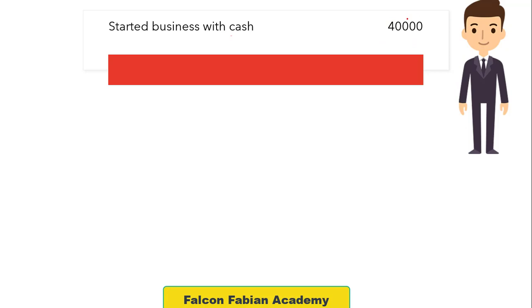Whenever the owner is going to invest money into the business, it is referred to as capital. And this capital has come as cash into the business. So the two accounts over here are, one is cash and the second one is, how did you get this cash? It is capital.